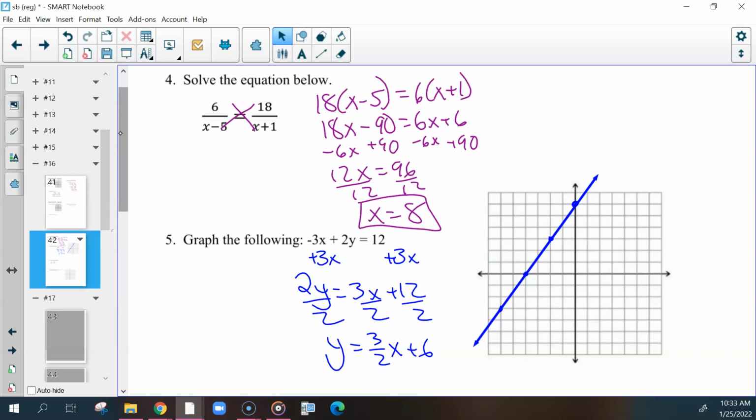And then for number 5, you need to graph this, but it was in standard form. So you need to get it in slope-intercept form first. Add 3x to the other side, just like we did in example 3. I rearranged it and then divided everything by 2. So y equals 3 over 2x plus 6. So when we go to graph this, we would start at 6 on our y-axis and then go down 3 to the left 2 as many times as possible.